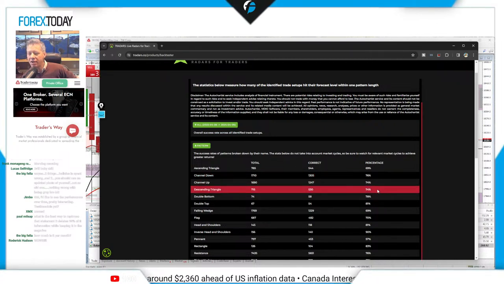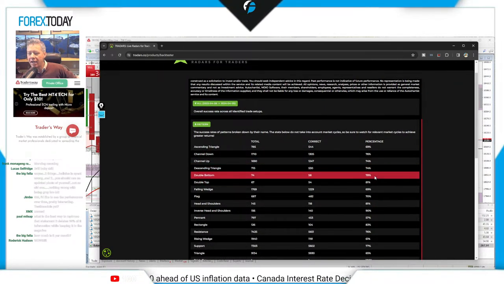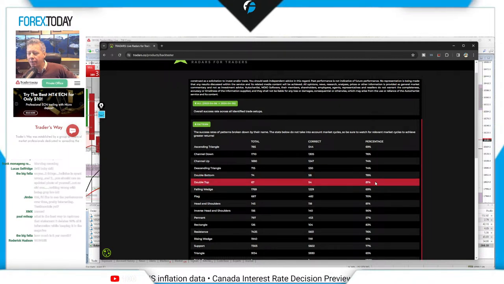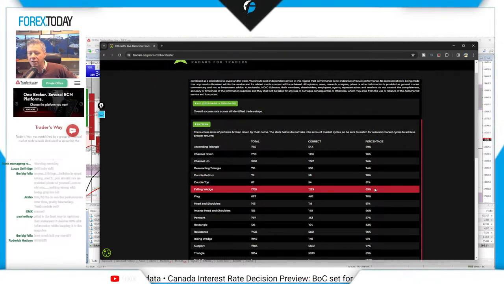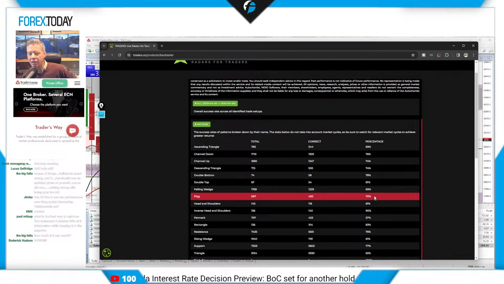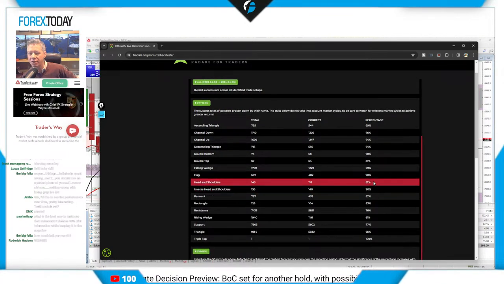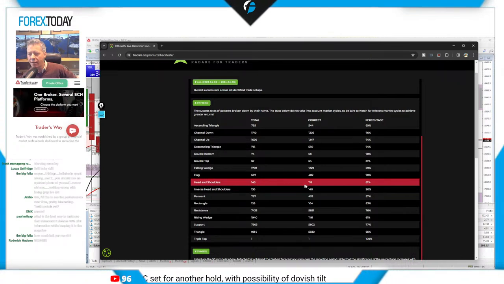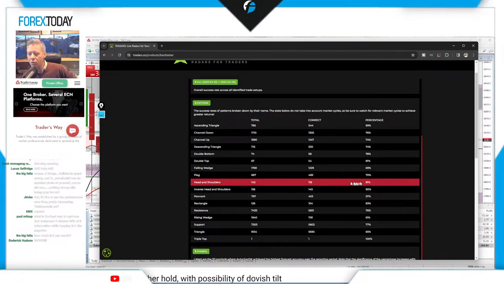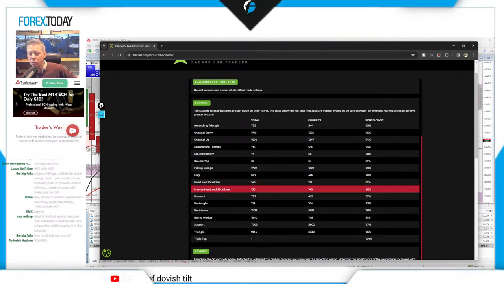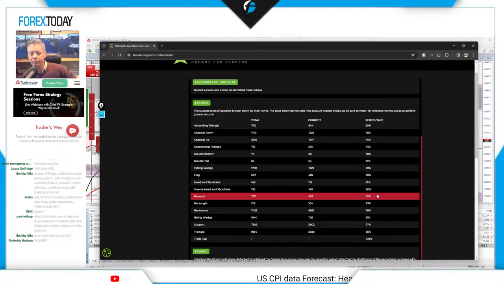Cool. So it looked at it 785 times, and it was correct 544 times for a 69% accuracy, 76% accuracy, 74% accuracy, 74% accuracy, 78% accuracy, double tops, 81% accuracy, falling wedges, 69% accuracy, flags, 70% accuracy, head and shoulders pattern, seen it 145 times in Forex, 118 times it worked for 81% accuracy. Well, Wayne, what about inverse head and shoulders? Even more common, 156 times, 140 times it worked, 90% accuracy.